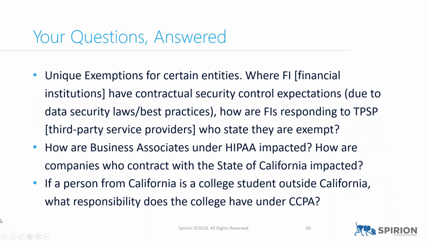Okay, so unique exemptions for certain entities. Where financial institutions have contractual security control expectations due to the law, how are financial institutions responding? See if they are exempt. This really applies to any situation, not just the CCPA. If a third party says they're exempt, now it's less of a legal issue and more of a political one, because the question is, do you want to accept their statement and continue to do business with them, or do you want to say, forget it, I'm not doing business with you?